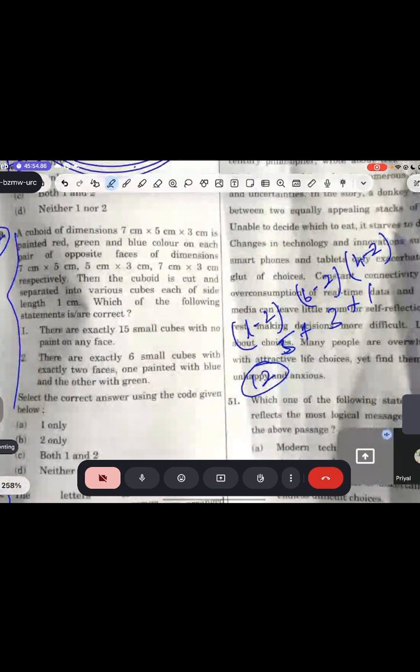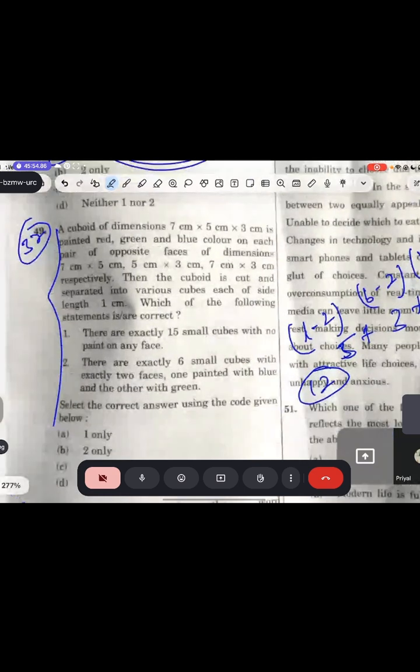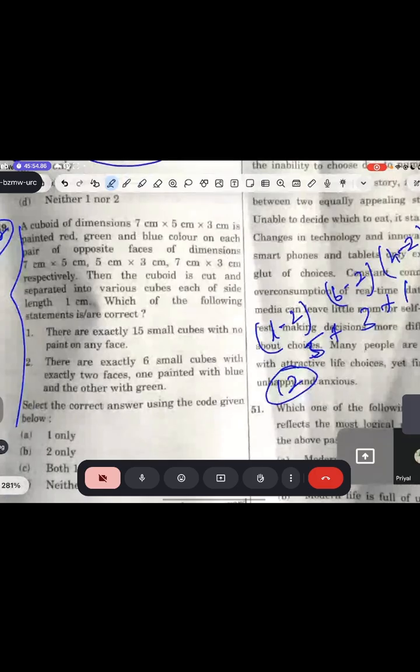Read this question, Bhagya. A cuboid of dimension 7, 5, 3 is painted red, green, blue on each pair of opposite faces of dimension 7 by 5, 5 by 3, 7 by 3, respectively. Then the cuboid is cut and separated into cubes, each of side length 1 centimeter. Which of the following statements are correct?